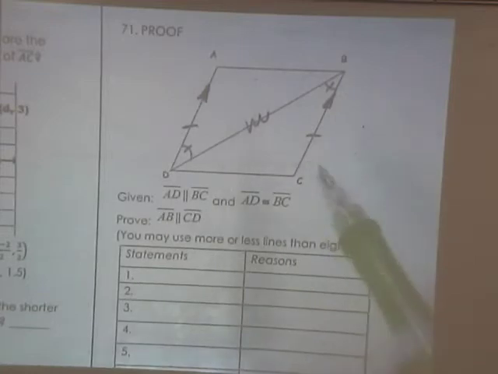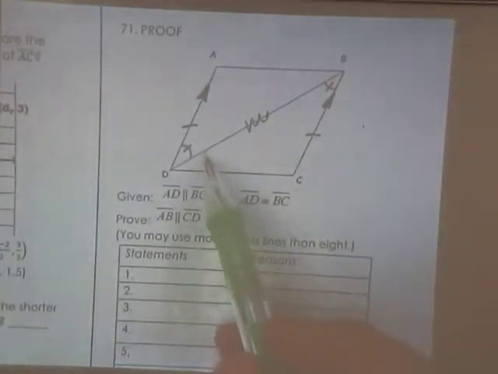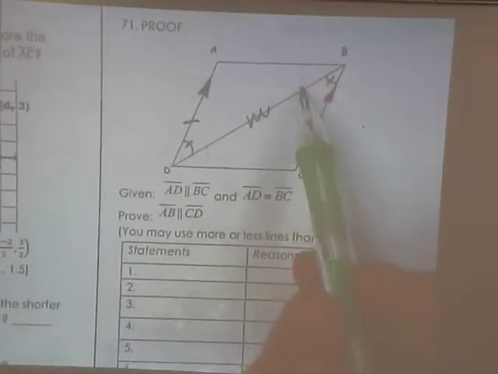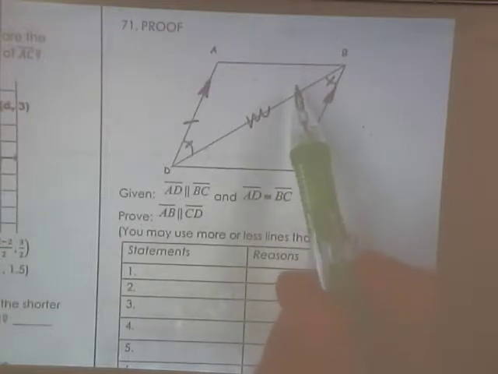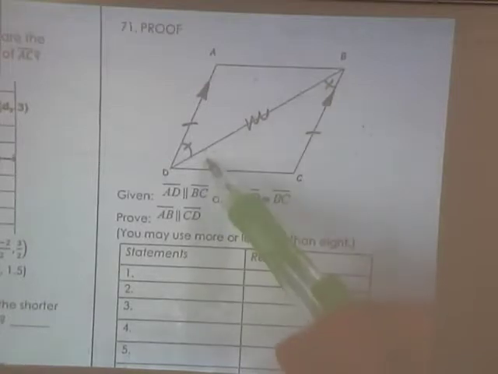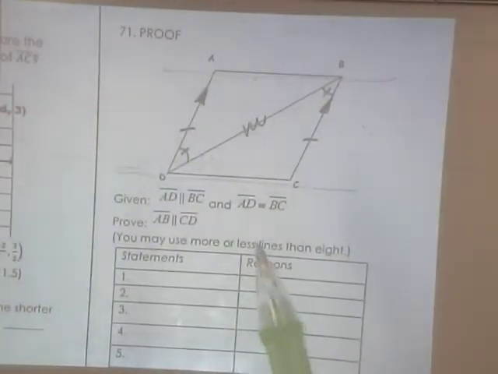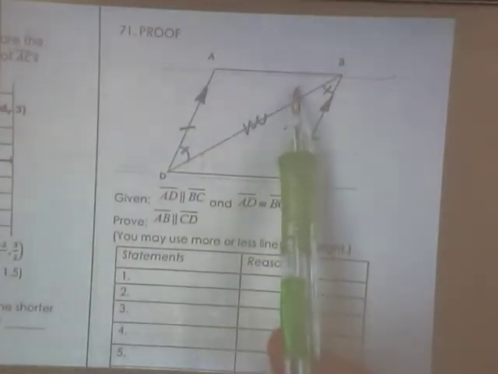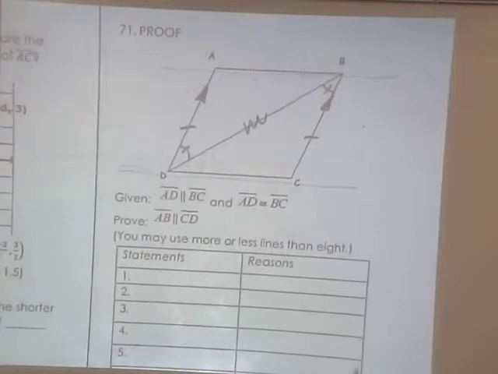Once I do that, can't I say that this angle has to be congruent to this angle? By CPCTC, corresponding parts of congruent triangles. Once I got that, those would be alternating interior angles for these lines. And I just proved that alternating interior angles are congruent, so that means the lines must be parallel. Okay? Alright, so let's write it up.